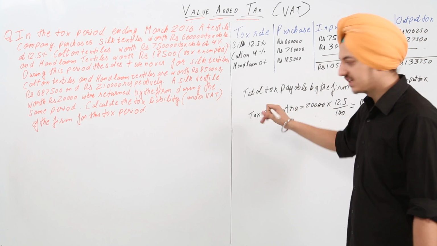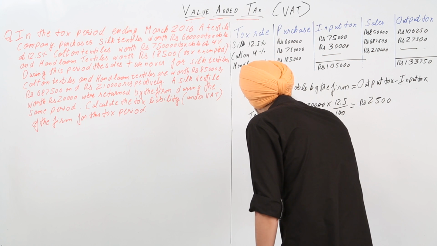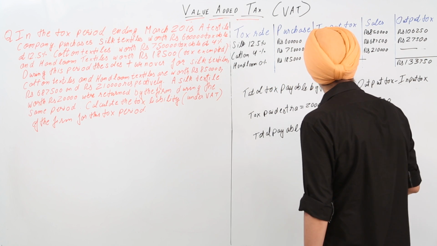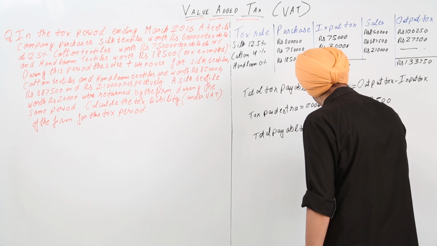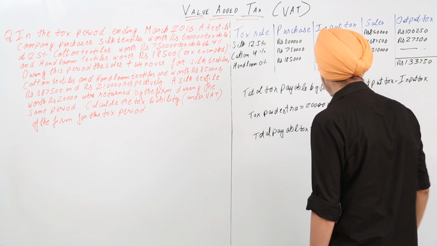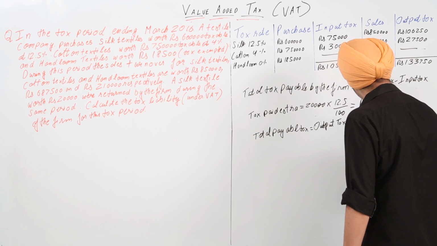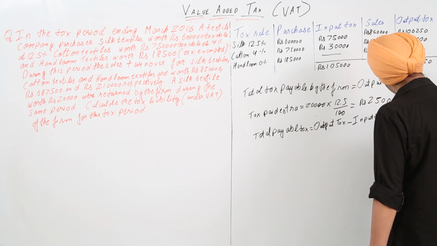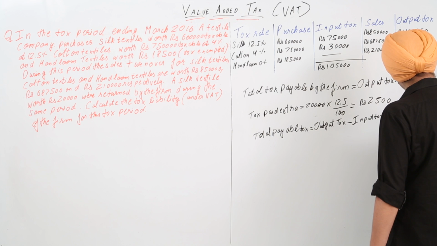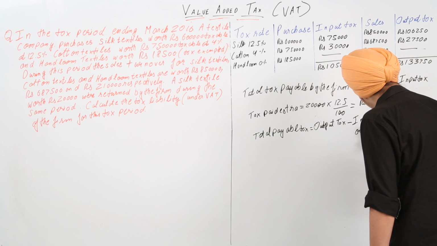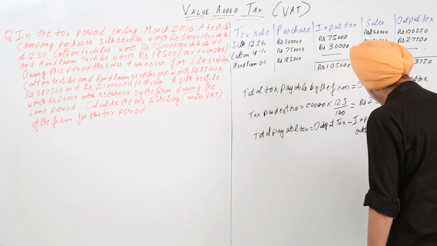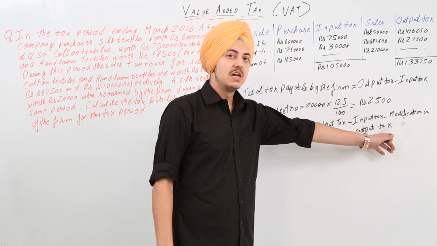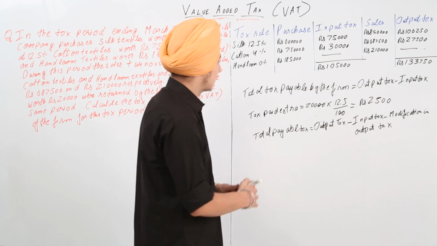so that the total payable tax can be calculated. So there is a little modification in the formula which says the total payable tax is equal to output tax minus input tax minus any modification in the output tax. So the total payable tax is equal to output tax minus the input tax minus any modification in the output tax. So we have all the values.